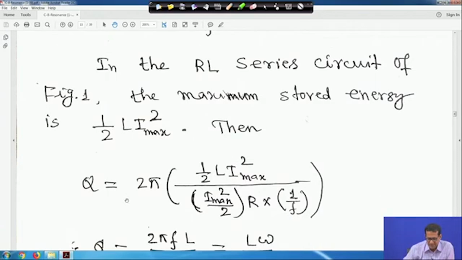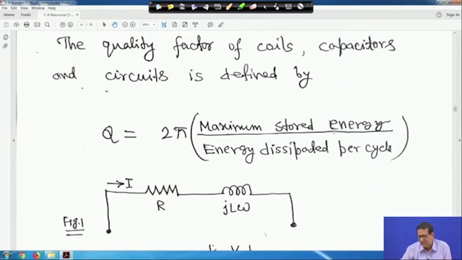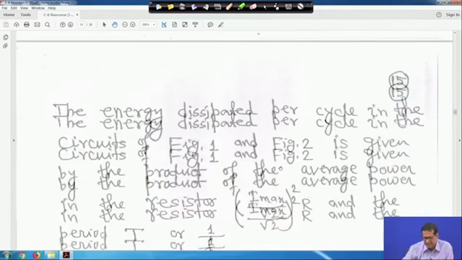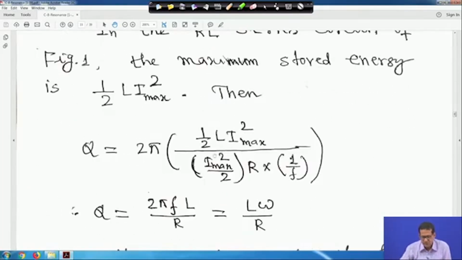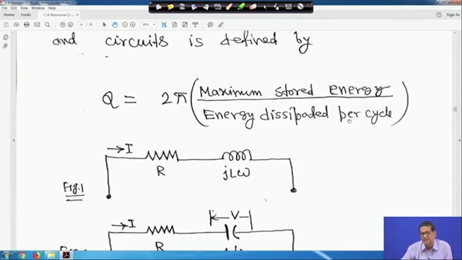Therefore, Q is equal to 2 pi times the maximum stored energy, half L I max square, divided by the energy dissipated per cycle. So, Q is 2 pi into half L I max square divided by I max square by 2, because it is I max by root 2 whole square, into R into 1 upon F, because this is the energy dissipated per cycle.